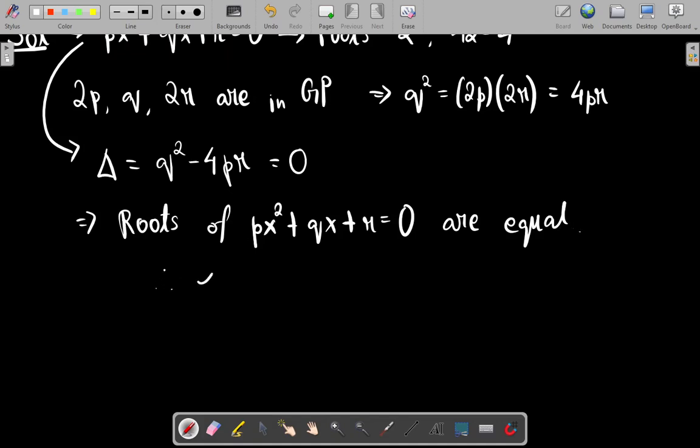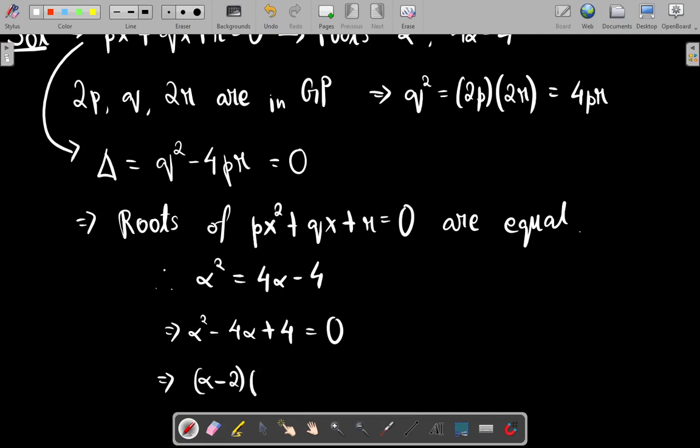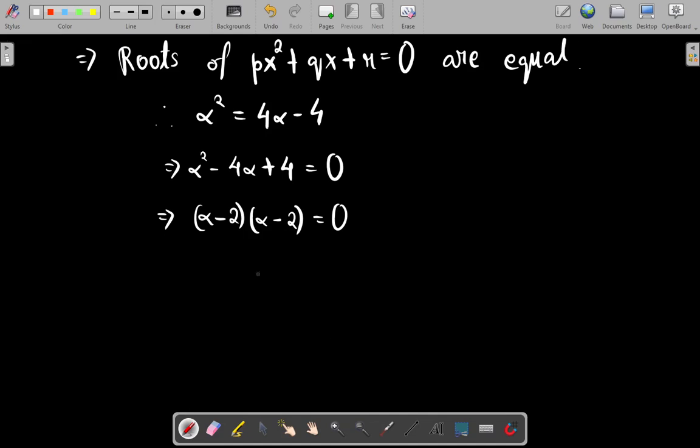So this implies that alpha square will be equal to the other root 4 alpha minus 4. On changing the sides, this becomes alpha square minus 4 alpha plus 4 equal to 0. This can be factorized into alpha minus 2 times alpha minus 2 equal to 0, since this is alpha minus 2 whole square. So alpha equal to 2.